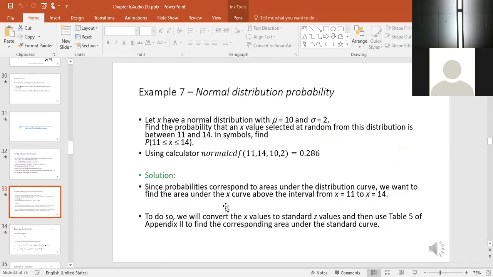have a normal distribution with mean 10 and standard deviation 2. Find the probability that an X value selected at random from this distribution is between 11 and 14. So that means find the probability that X is greater than 11 and less than 14. So you use your calculator. Can you use your calculator to do that?